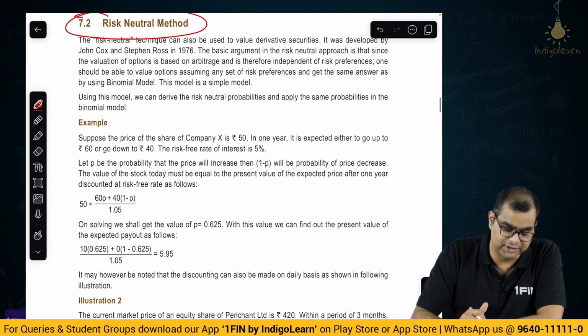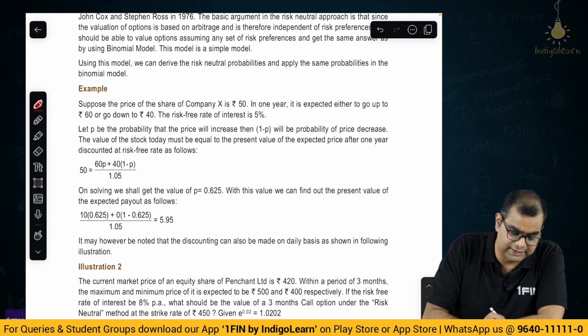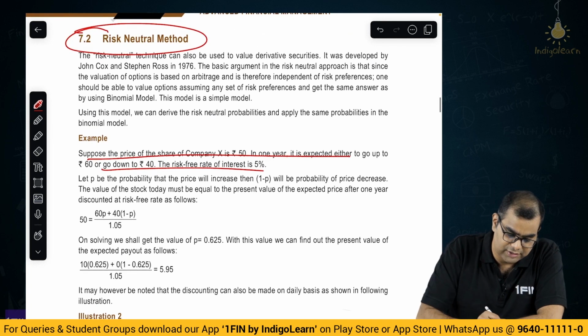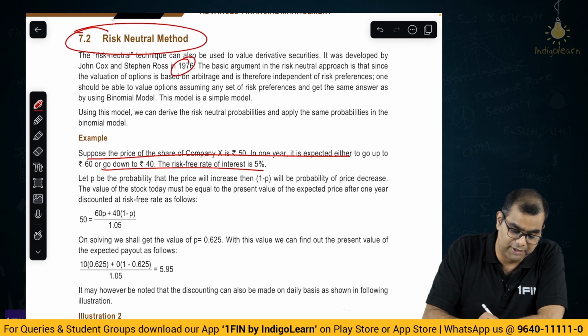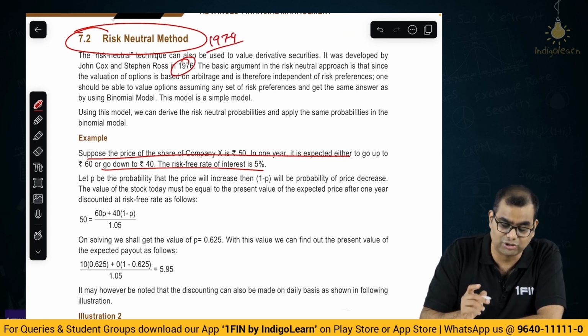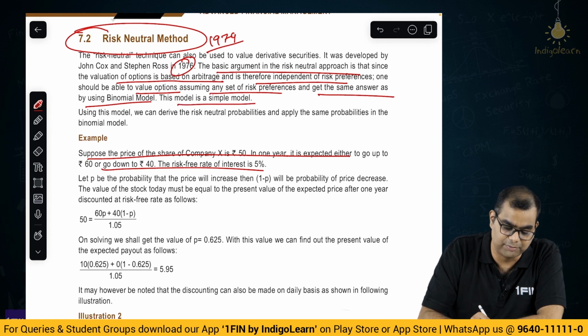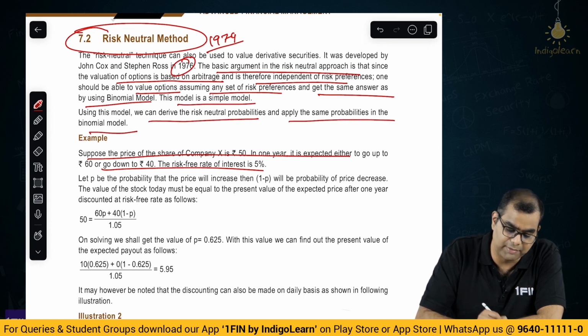Then the risk neutral method. In the risk neutral method, first, ICAI has made multiple blunders. This is not 1976, this is a 1979 paper. I will show you the paper also. The basic argument in the risk neutral approach is that since valuation is based on arbitrage, it is independent of risk preferences. One should be able to value options assuming any set of risk preferences and get the same answer as using the binomial model. Using this, we can derive risk neutral probabilities and apply the same probabilities in the binomial model.